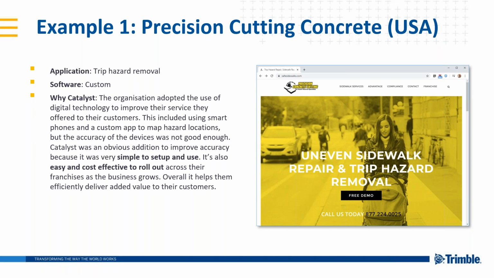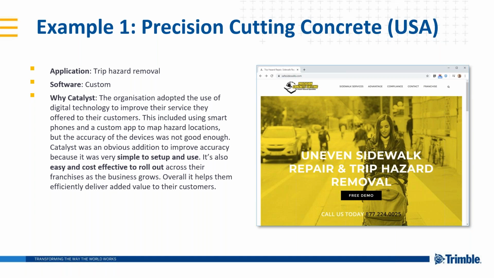The first one is a company out of the USA called Precision Cutting Concrete. What they do is they manage trip hazards, which means the little lips on the edge of the footpath or the sidewalk that can cause people to trip. So the local councils employ this company to go and mitigate those safety risks.